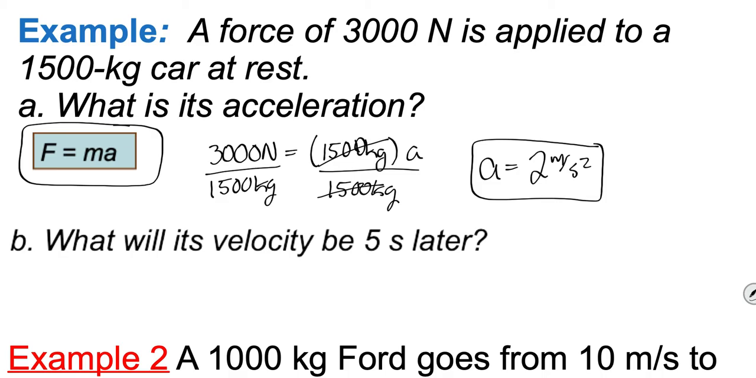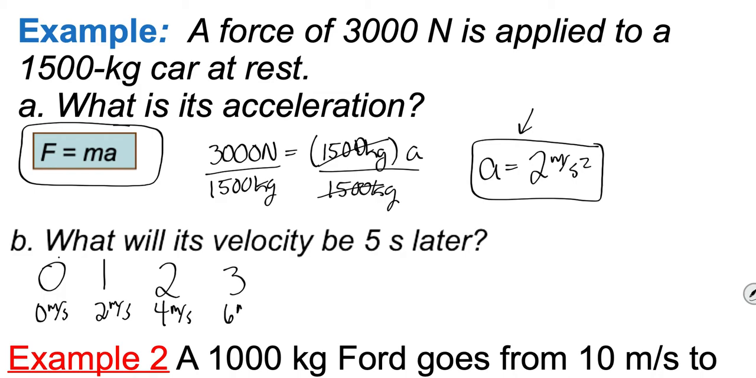Okay, now the next question, what will its velocity be 5 seconds later? Okay, well, we kind of have to understand how acceleration works, because acceleration says I'm getting 2 meters per second faster every second. So at 0 seconds, we're going 0 meters per second. At 1 second, we're going 2 meters per second because of our acceleration. At 2 seconds, we're going 4 meters per second. And then you could see what's going on here.